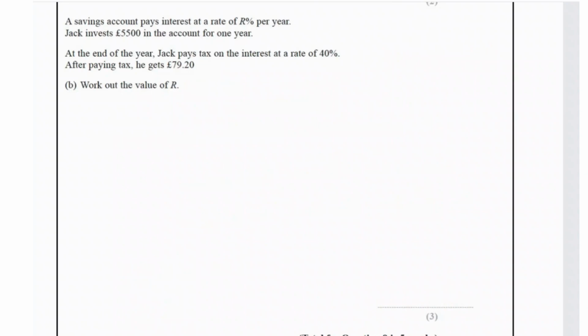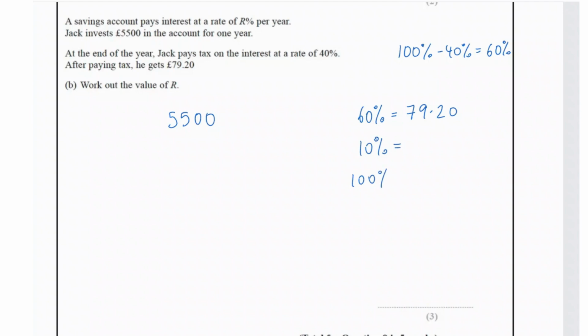The second part of this question, Jack invests £5,500 for 1 year, and at the end of the year he pays tax on the interest at a rate of 40%, and after paying tax he gets £79.20. So if he's lost 40% of the interest and he gets £79.20, that £79.20 must be 60% of what he got overall in interest. So we're going to go to 10%, and then we're going to go to 100%.